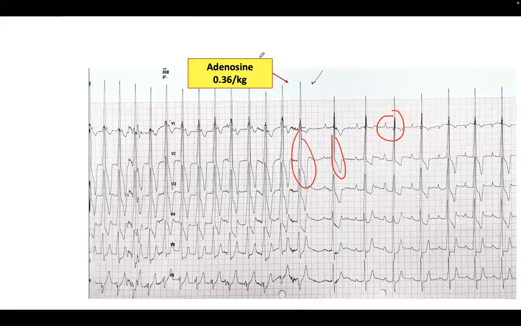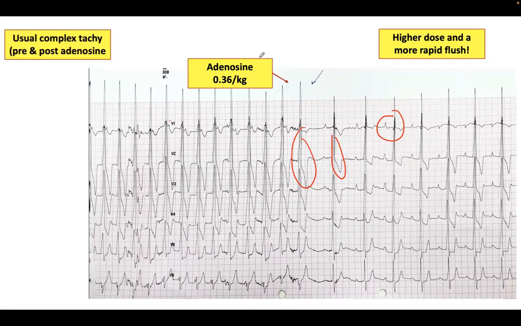So in other words, we gave her a higher dose and a more rapid flush. We did a trick, because we did not have a three-way stopcock, so we improvised something, and we succeeded. The patient had a regular complex tachycardia, and pre and post adenosine the QRS is almost exactly the same. So we're calling it SVT with baseline aberrancy.